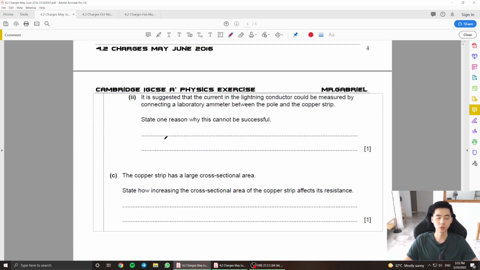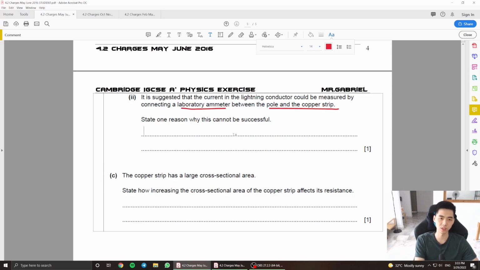Then final page here, it is suggested that the current in the lightning conductor could be measured by connecting a laboratory ammeter between the poles of the copper strip. State one reason why this cannot be successful. This is obviously impossible, right? Because the laboratory ammeter can measure how much? Maximum of 5 amperes of current. Thunder strike is well above that 5 amperes of current.